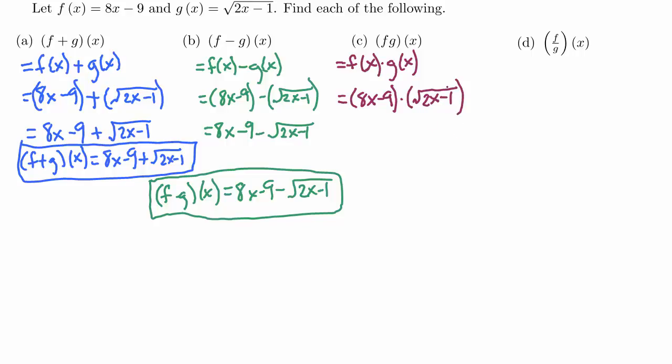Now, if this was a binomial, I would recommend that you FOIL this. However, 8x minus 9 times the square root of 2x minus 1 isn't going to look any better if we distribute this to both of those terms. Therefore, this is really as far as you need to go here. So, I would say that f times g of x is equal to 8x minus 9 times the square root of 2x minus 1.